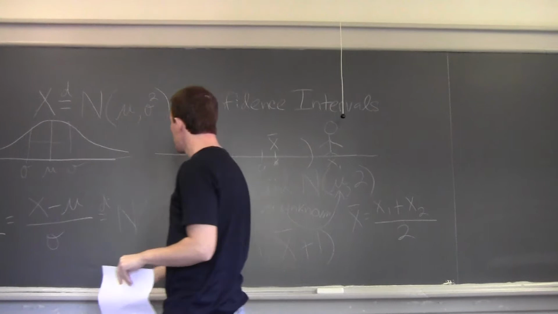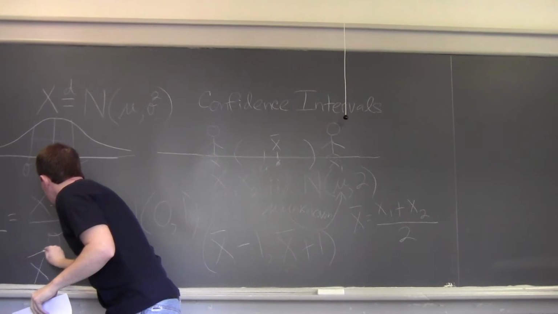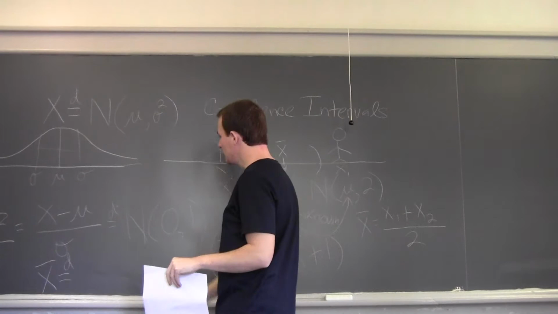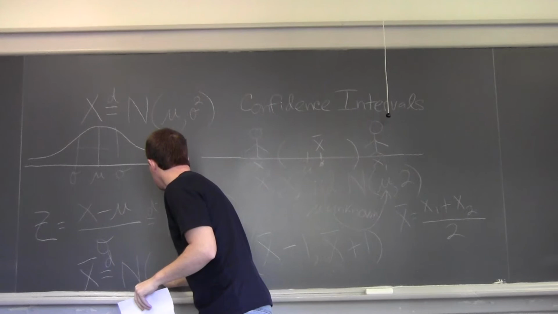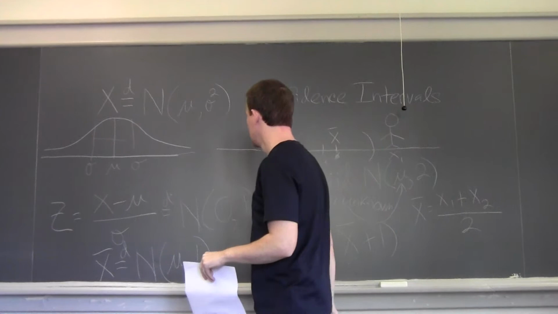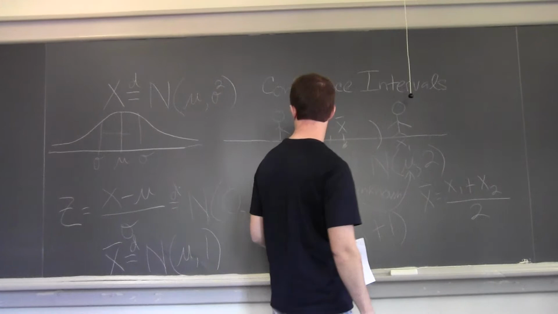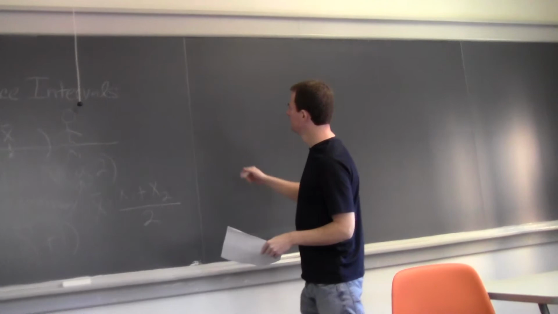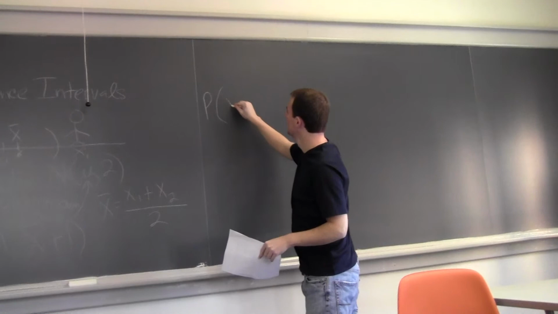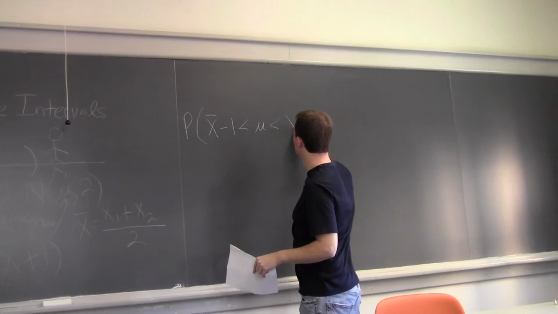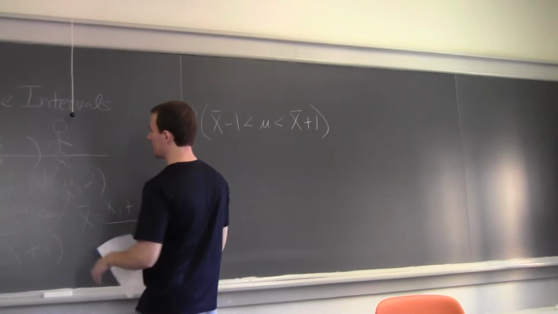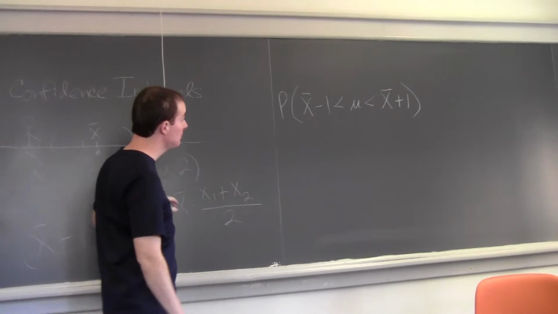Now, we're going to go back to this again. Because X1 and X2 are normal mu, 2, X bar is normal mu, 1. That means mean mu and variance 1. What we want to know is the probability that the interval catches the point mu. What that means is mu would have to be between X bar minus 1 and X bar plus 1.